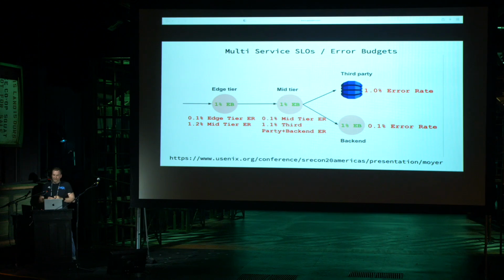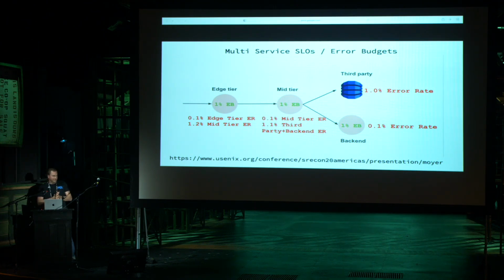So in this example, we have a third-party service which generates a 1% error rate, a backend service with a 0.1% error rate, and a mid and edge tier service, each generating their own 0.1% error rates, exclusive of any downstream generated errors. The backend service with a 1% error budget uses only 10% of the budget, but the mid-tier service, because it's accumulating errors from the backend services, has an error rate of 1.2%, and it exhausts its error budget. Just like the edge tier, which sees a cumulative error rate of 1.3%.